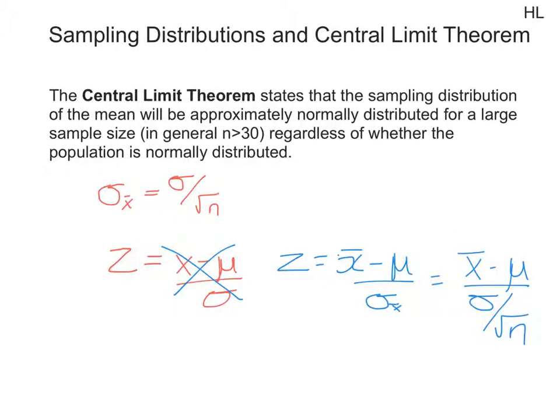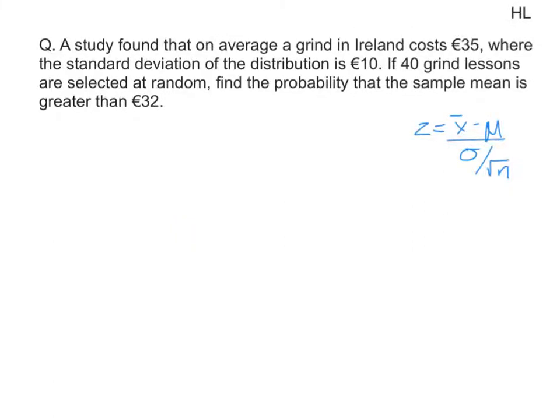Let's try a question using the new sampling distribution z-score formula. The question states, a study found that on average a grind in Ireland costs €35. So this is our population mean, where the standard deviation of the distribution is €10. If 40 grind lessons are selected at random, find the probability that the sample mean is greater than €32. So in this case, we're going to use our z-score formula for the sampling distribution, and we're going to find the probability of x bar being greater than €32.